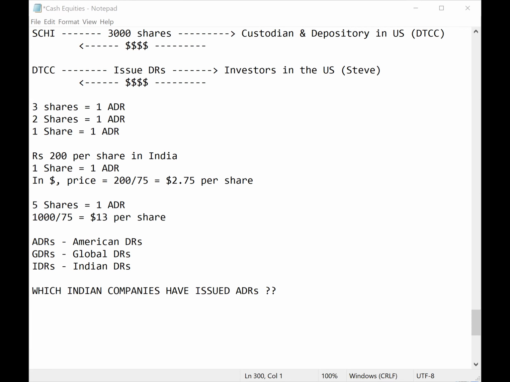Larsen and Toubro, Dr. Reddy's, ICICI Bank, Reliance Industries, HDFC, State Bank of India, Tata Motors, Mahindra and Mahindra, Vedanta. Okay, good, guys. There are quite a few companies who have issued ADRs. These would usually be bigger companies with a popular name in the American market also. Basically, they should be popular with the investors there, and then you can raise funds from them.